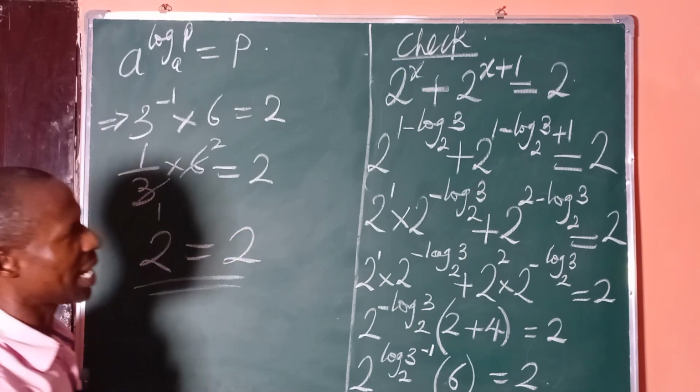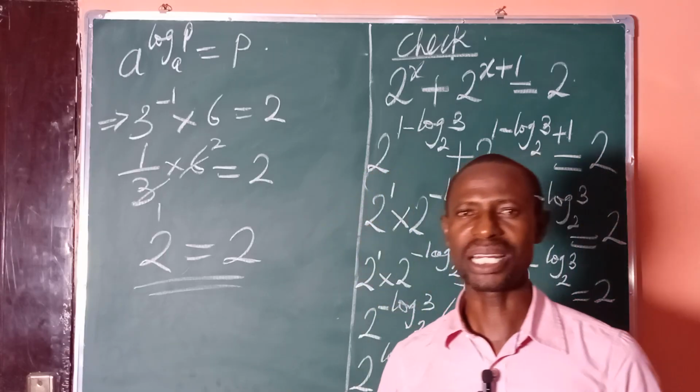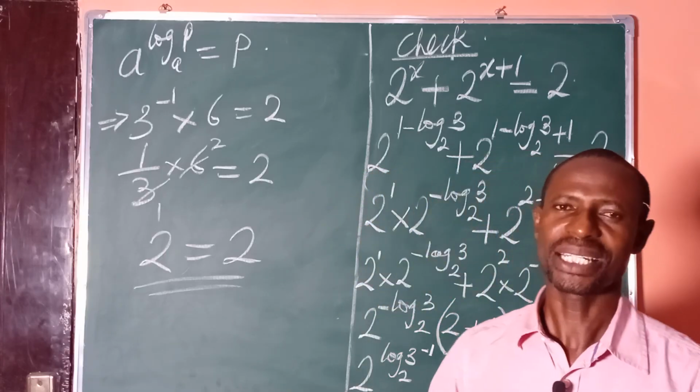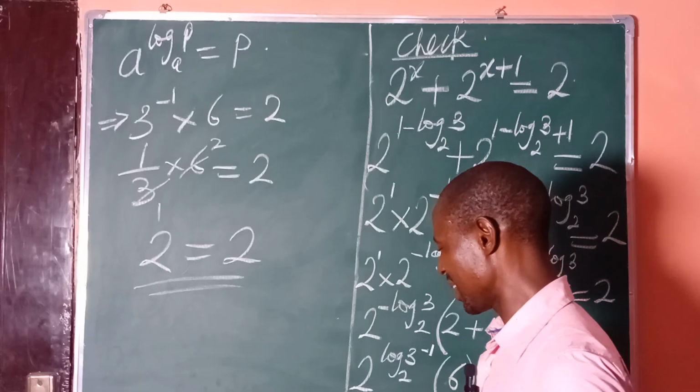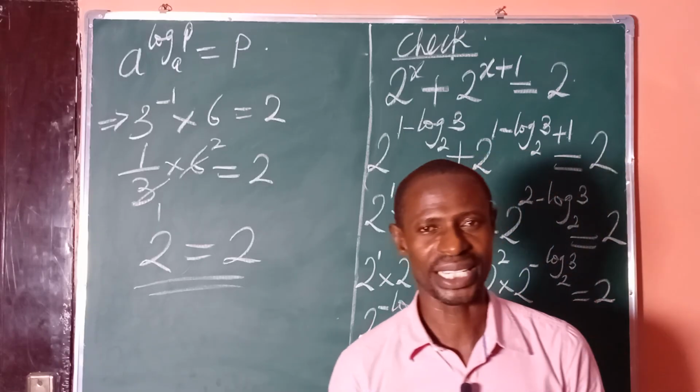So this shows that the answer which you solved for, x equals 1 minus log 3 base 2, actually satisfies the original equation. So this is how you solve and verify exponential equations of this kind.